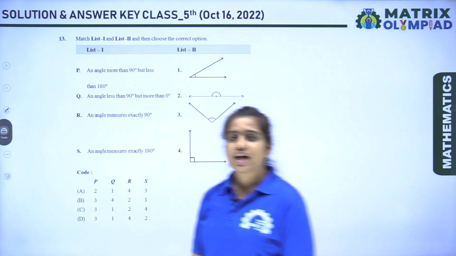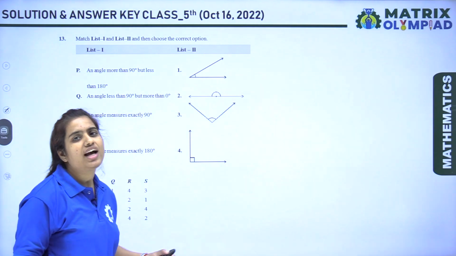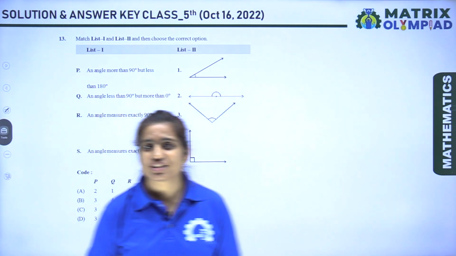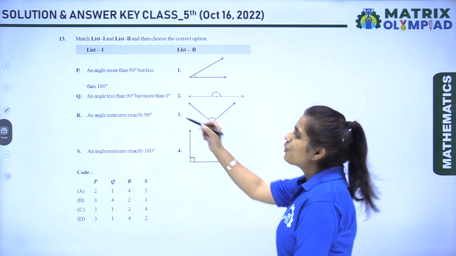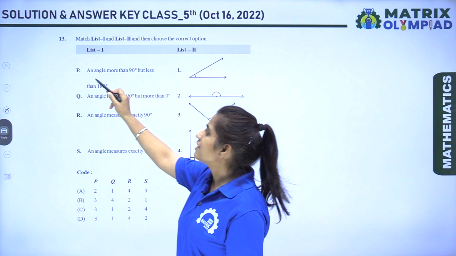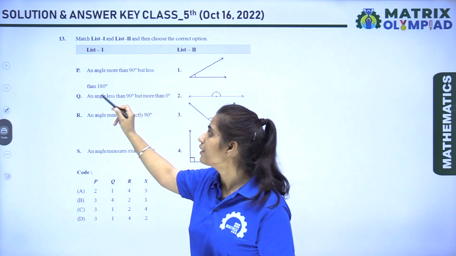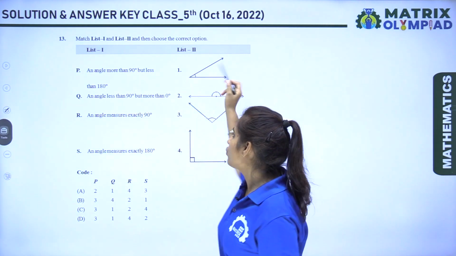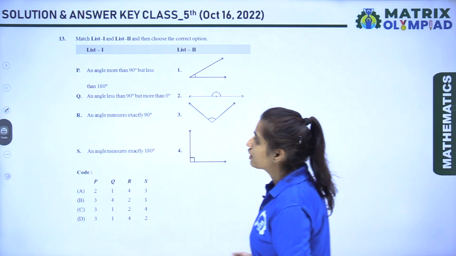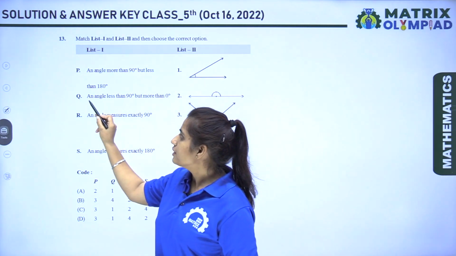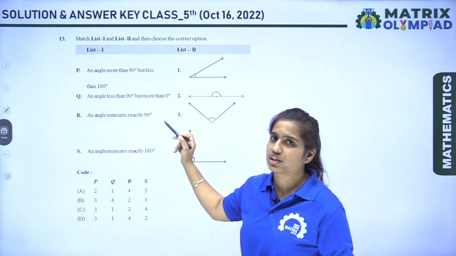Now the next one, question number 13. Again, we have a match the following, and this is the easiest one. The first list is an angle more than 90 degree but less than 180 degree. So we have to identify the angle which is more than 90 degree but less than 180 degree. Next is an angle less than 90 degree but more than 0 degree.